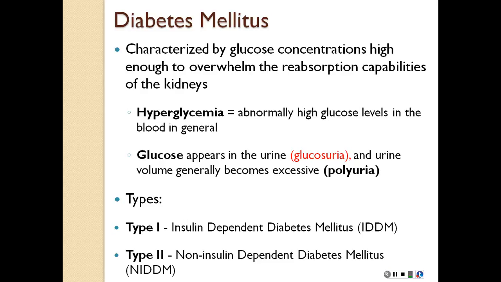Glucose appears in the urine, so when glucose is in the urine, that's called glucosuria. And urine volume generally becomes excessive because of the presence of glucose. Now, there are type 1 and type 2 diabetes mellitus, and type 1 is referred to as insulin dependent. Type 2 is non-insulin dependent.